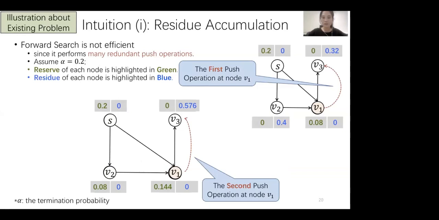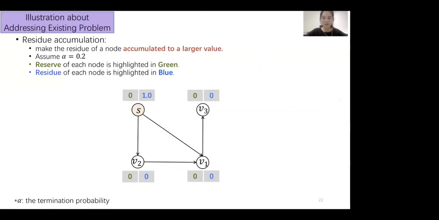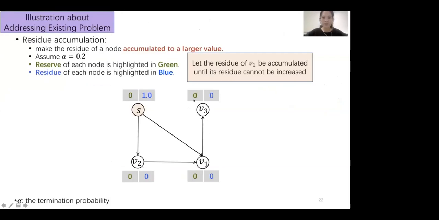It means that we do duplicate operations. How do we deal with this problem? To avoid the duplicate push operations, our residue accumulation accumulates the residue of a node to a larger value. Take the previous graph for example. In this case, we let the residue of V1 be accumulated until its residue cannot be increased.